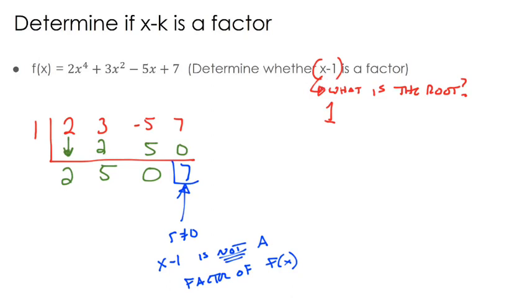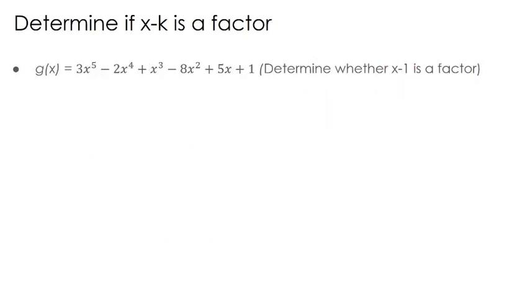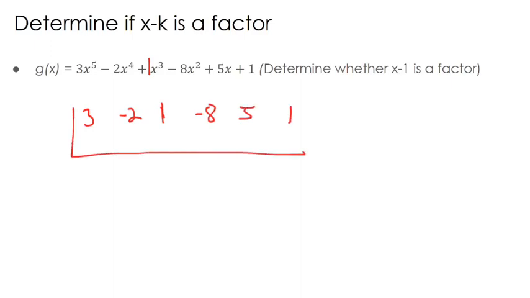Let's do another example. So here we have a second example. We've got the same factor that we're trying to determine if this is a factor of this g of x polynomial. And so we're going to really play the game the same way. So what I'm going to do is kind of do some long division. We have 3, negative 2, 1, because that's like a 1 right there, negative 8, 5, and 1. This is a long polynomial. I hope I don't make a simple mistake.